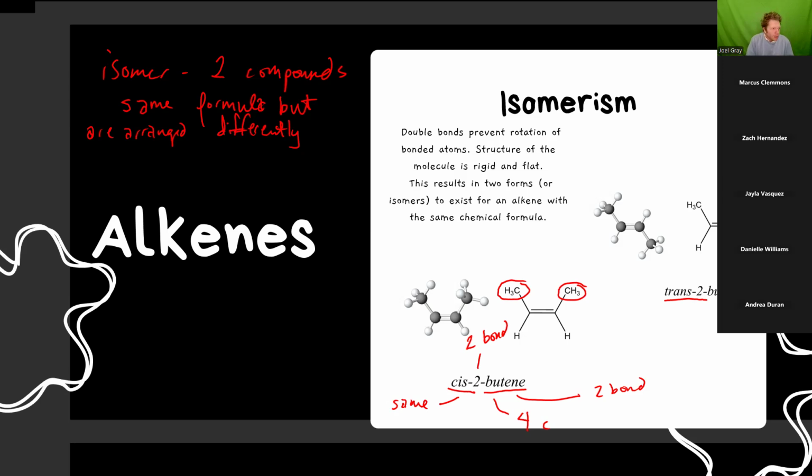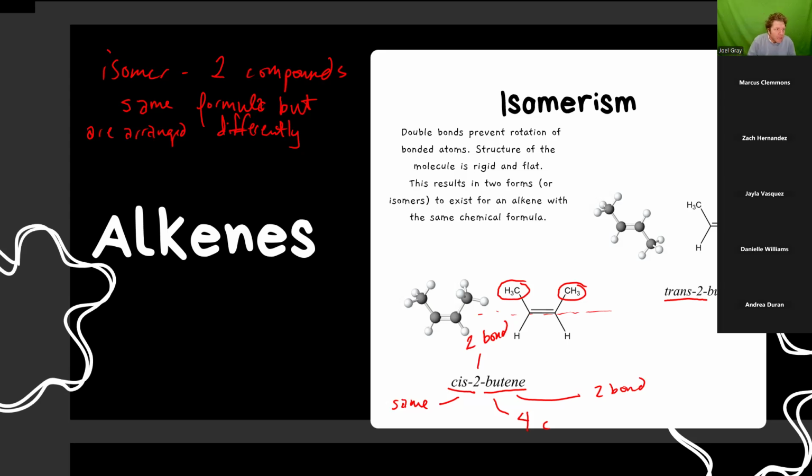And what I mean by that is if we were to use a kind of a plane there, if we were to look basically down this molecule, what's on the top? Well, the methyl groups are on the same side.